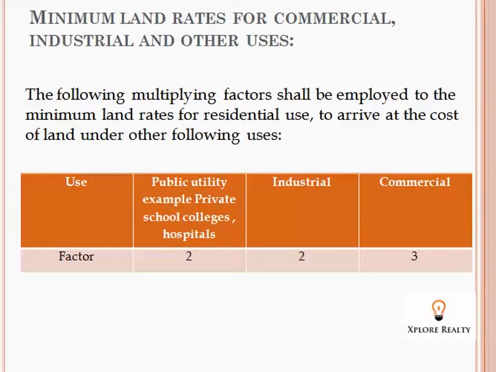And in case there is any educational institute in A category, then you have to multiply 7,74,000 rupees into 2. So then the circle rate for a private education property in A category becomes 15,48,000 rupees.